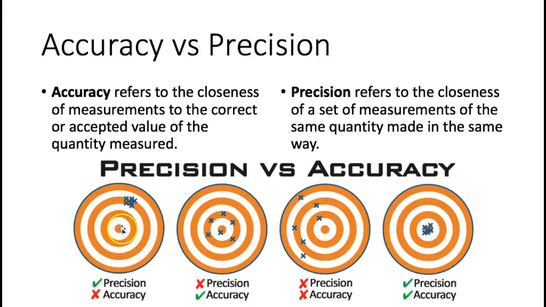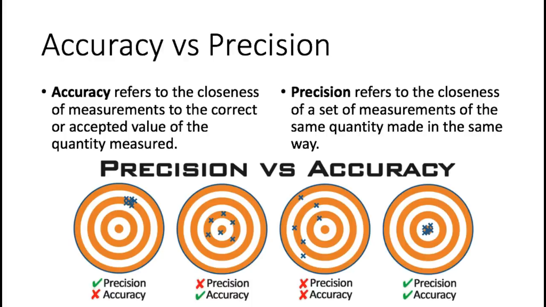In this target, if we're aiming for the bullseye and all of our darts are clumped together here, then we're precise because all of our darts are together, but we're not accurate because we were aiming for the bullseye and we did not hit what we were aiming for. So we have precision, but not accuracy.